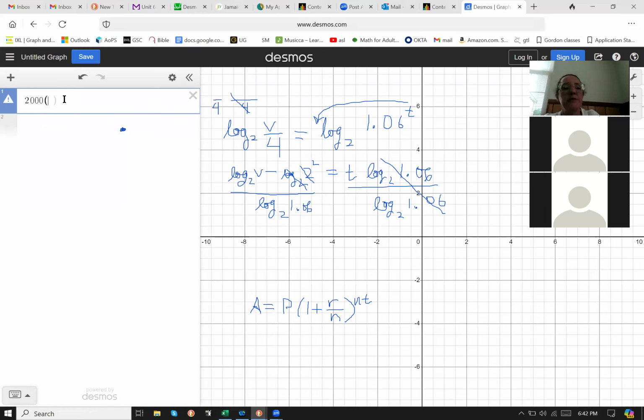So you would take 2,000 times 1 plus 0.02 over 12. And then when you're raising it to the NT power, put the NT in parentheses so that doesn't mess up what the power is. It was 5 years, that's your time, your T, and your N is still 12. So that means your future amount will be $2,210.16.